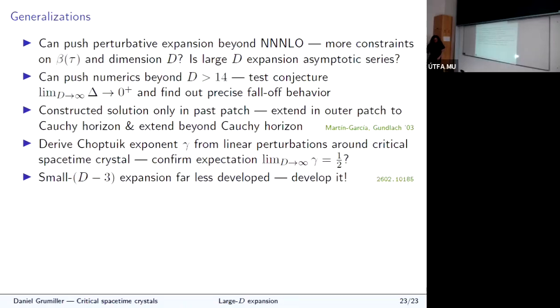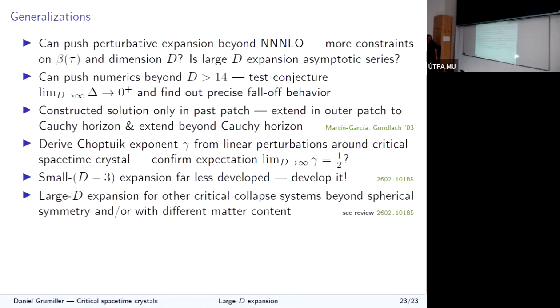I talked only about large D in my talk, but I mentioned there's also the small D minus 3 expansion, and this is far less developed. I think it might be interesting to develop it not just for the purpose of critical collapse, but more generally. The large D expansion, championed by Roberto Emparan and collaborators, has found many applications in GR, not just restricted to critical collapse, and it could be that there are also additional applications for the D minus 3 expansion. So yeah, it would be interesting to develop.